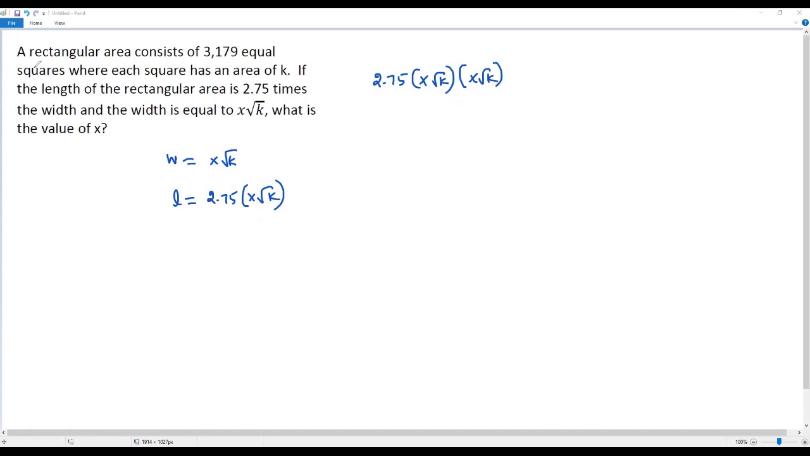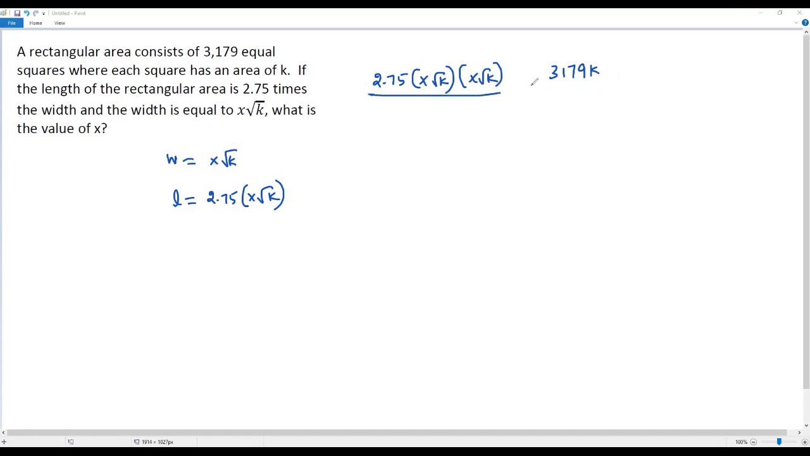Now let's consider the information we have over here. That is, the rectangular area consists of 3179 equal squares where the area of each square is k. Using this information, we'll be able to get this rectangular area. For that, we have to multiply the area of one square, that is k, by the number of squares, that is 3179. So here we have 3179 times k. This one also gives the same rectangular area.